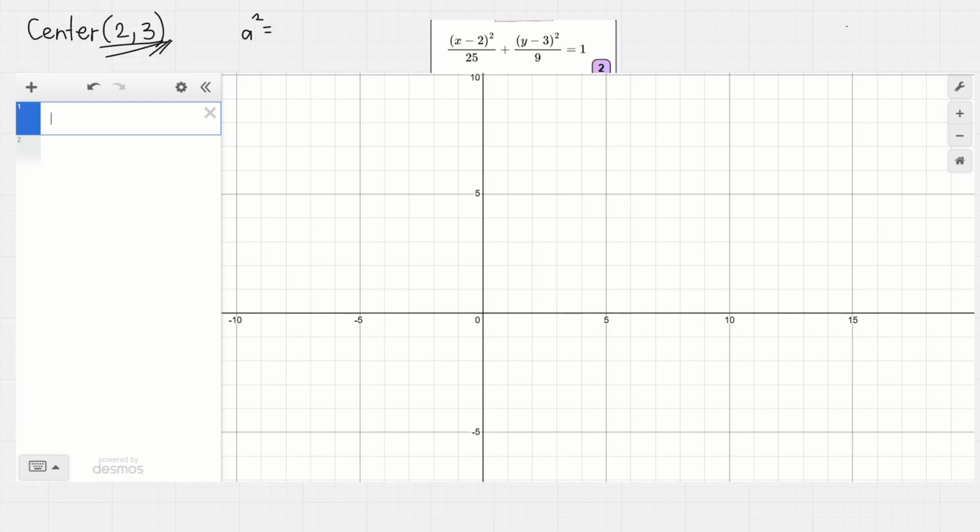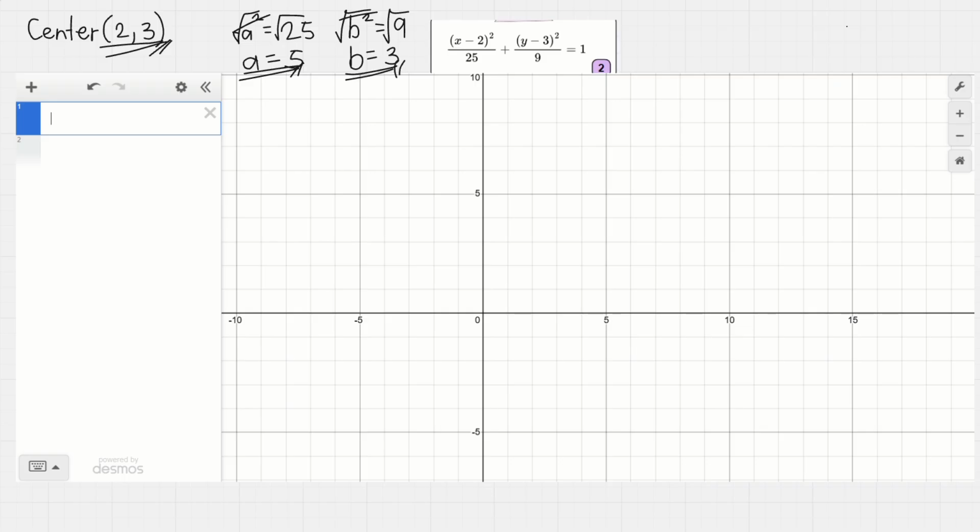Now, let's get our a value and b value. For the a value, we get the highest value. So this is our a squared, 25. Square root both sides, so we will get 5. That is our a value. Now, let's get our b value. Our b squared is the lowest number, which is 9. So we square root both sides, cancel the square, and b equals the square root of 9, which is 3. This is our b value.